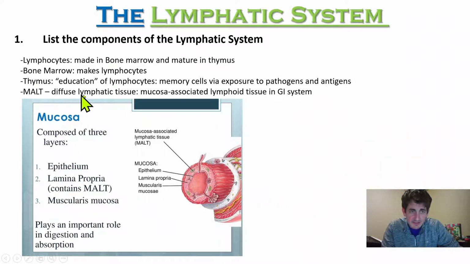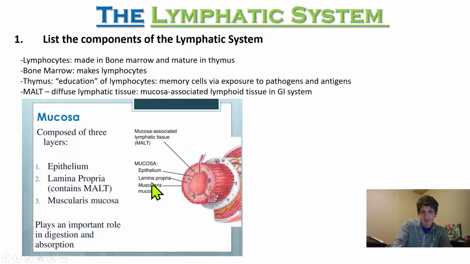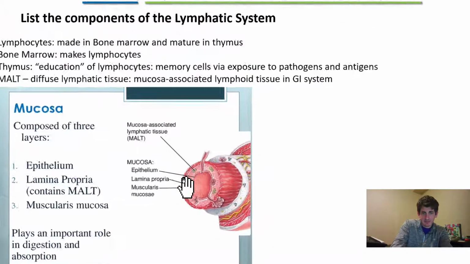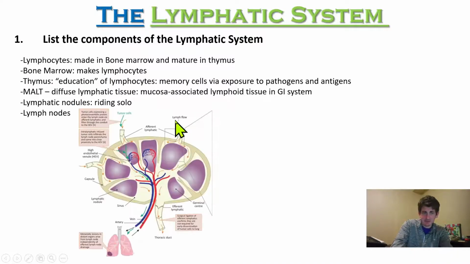This here, MALT, is diffuse lymphatic tissue, which is called mucosa-associated lymphoid tissue, usually found in the GI system. And we can see that here. I believe this is probably part of the small intestine, but I'm not sure. But you can see our lamina propria contains MALT tissue, or this lymphoid tissue. The lymphatic nodules, they just hang out by themselves. I don't know what they do. I don't really care what they do.